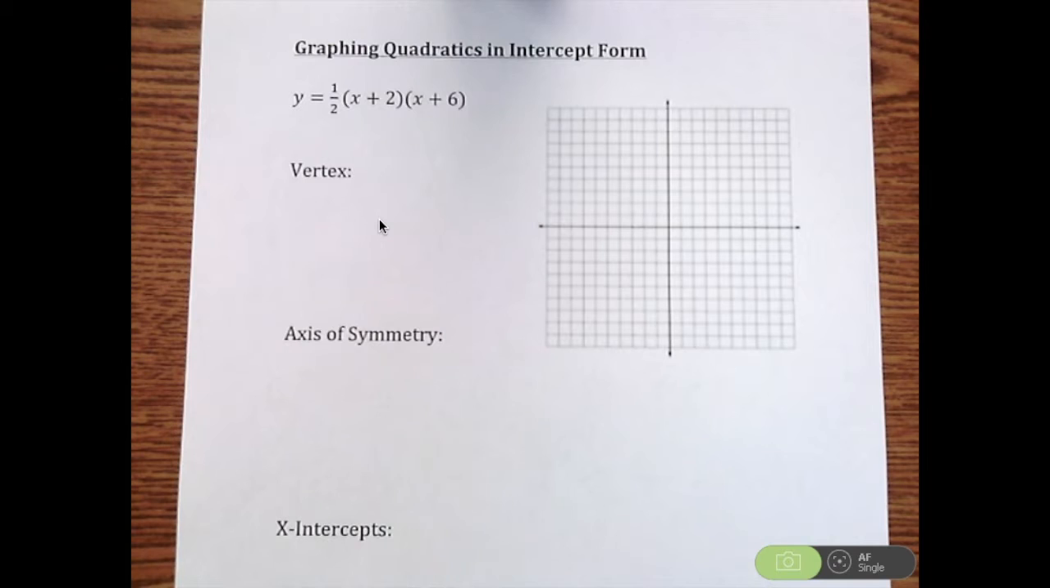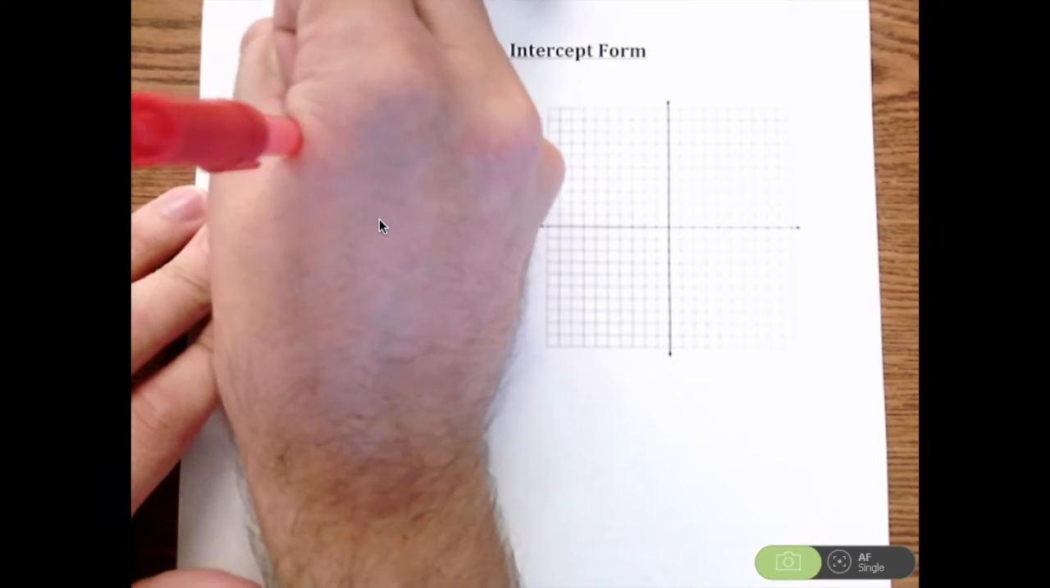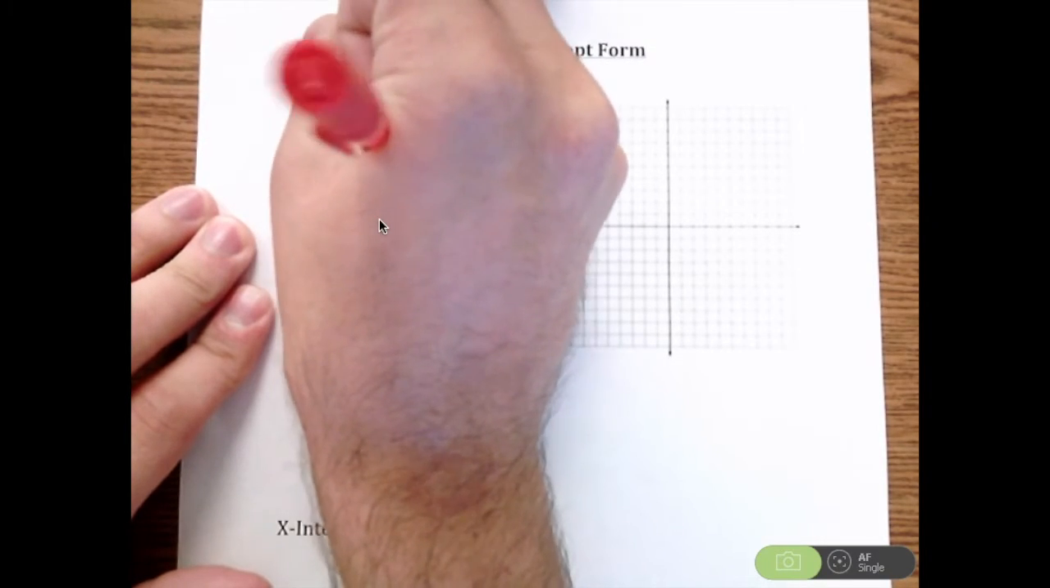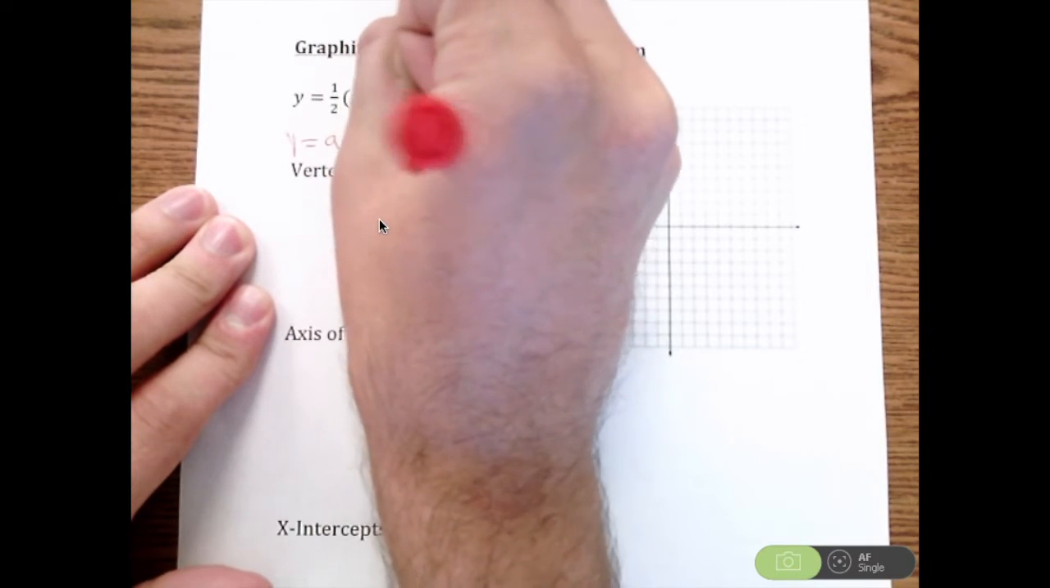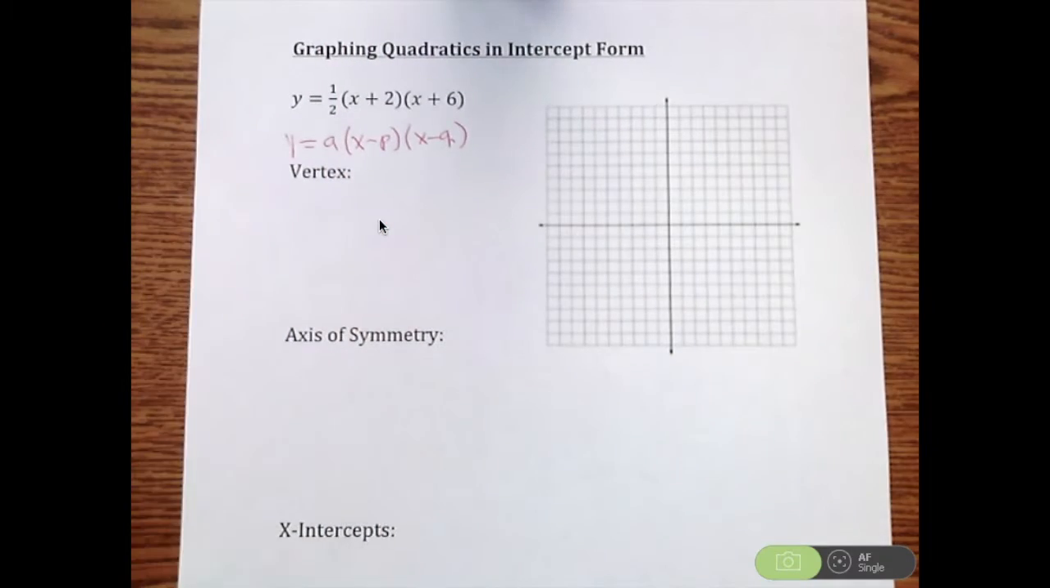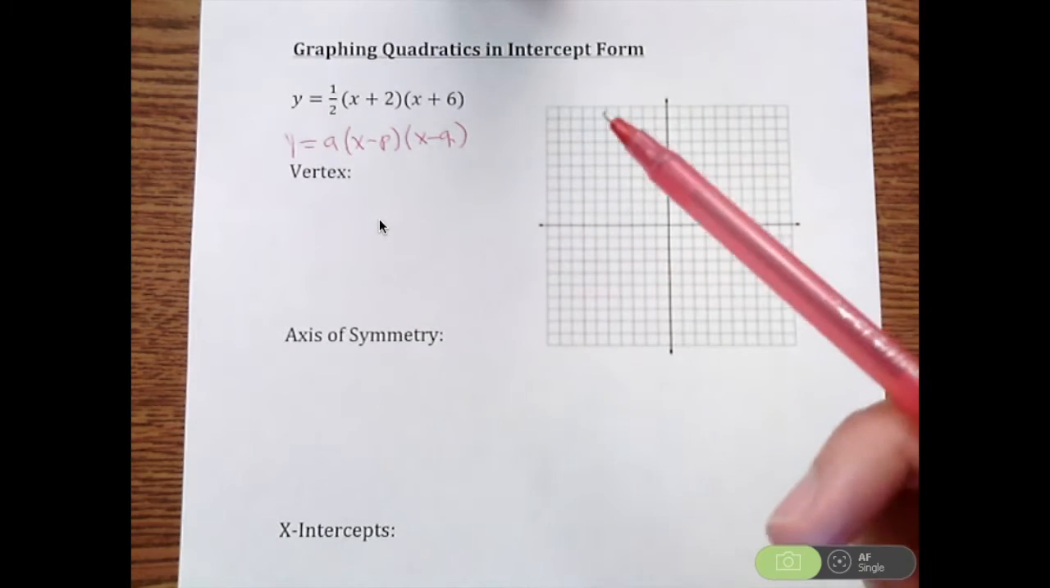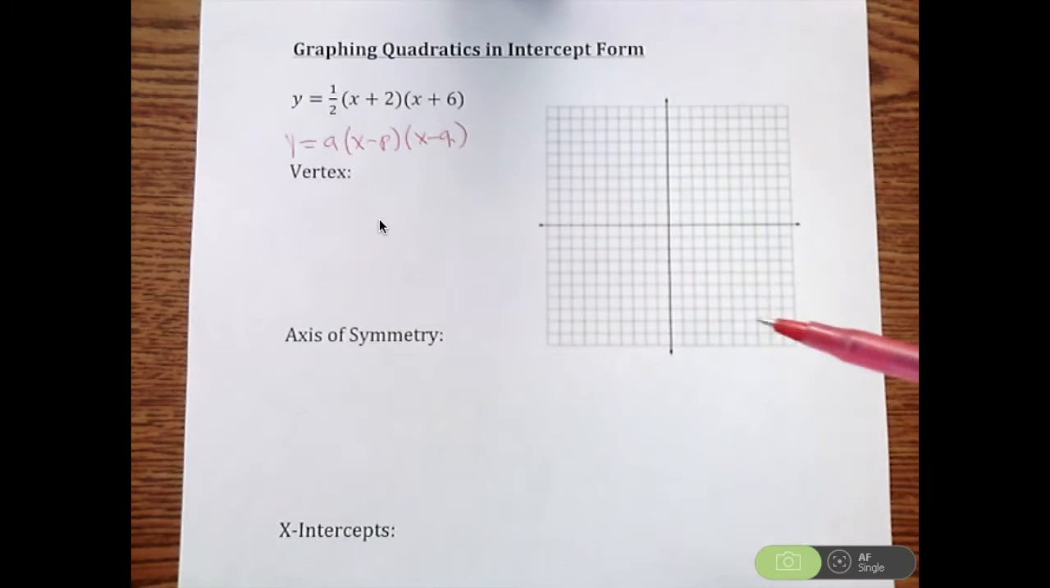In this video, I'm going to be reviewing graphing quadratics in intercept form. As a quick review, intercept form is y equals a, x minus p, x minus q. That is intercept form. Now, with intercept form, the name of the form kind of tells you what of the three different steps you need to do first.